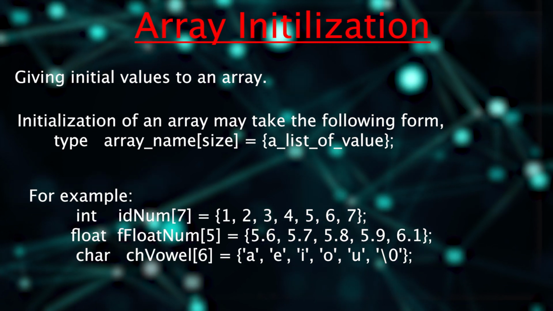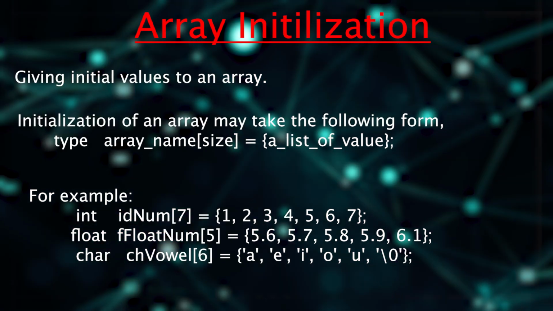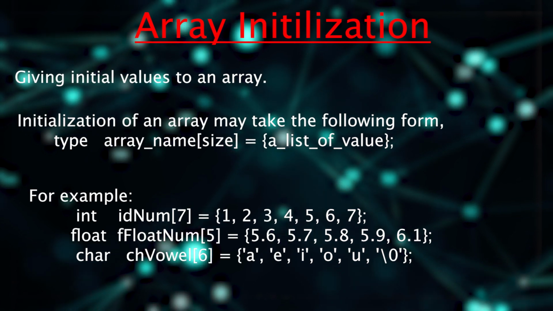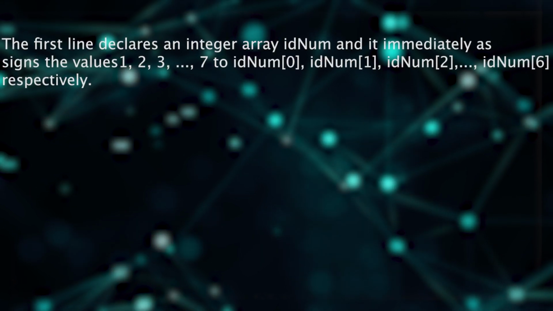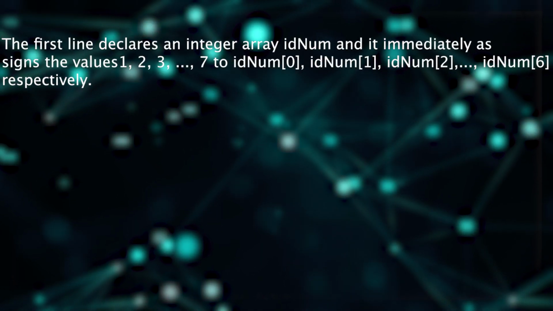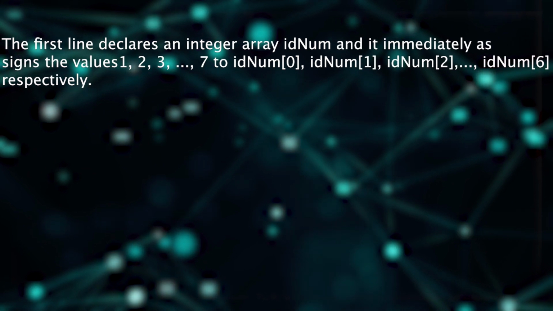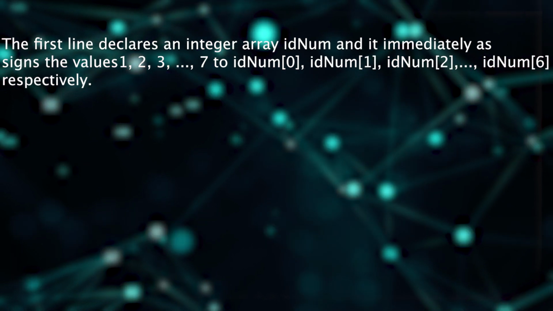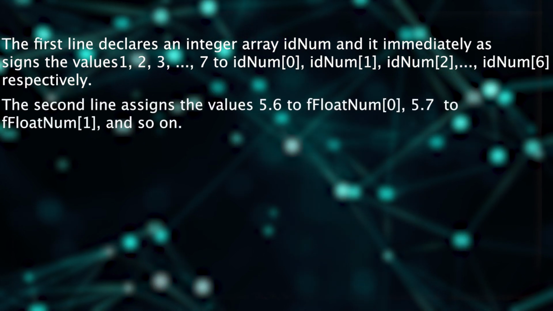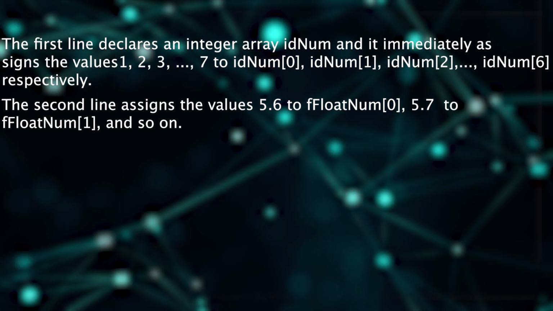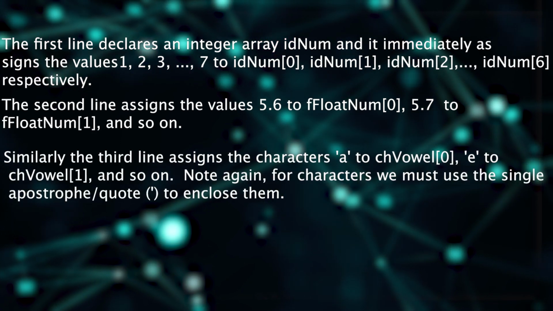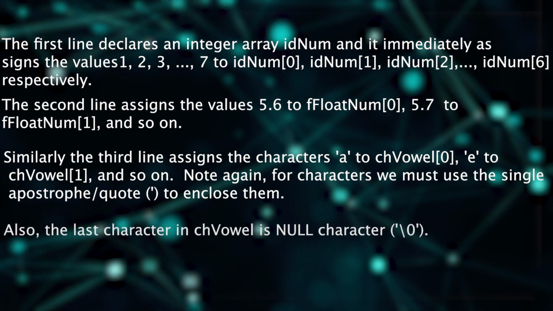We can make sure, suppose we have taken character as we are initializing character. So, we have to use single quote to initialize the character for the array. The first line declares an integer array starting from 0 and so on. The second line assigns the values from 5, 6 and so on. Similarly, the third line assigns the characters from a to e, and the last will be denoted by the null character.